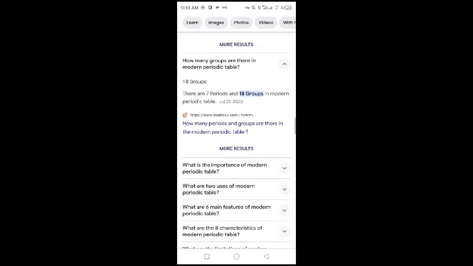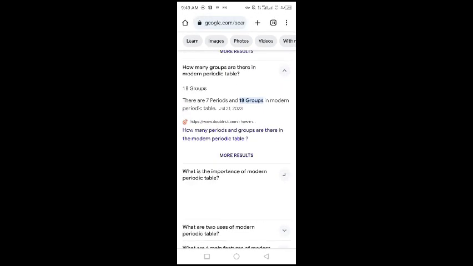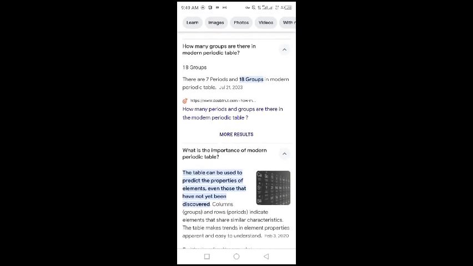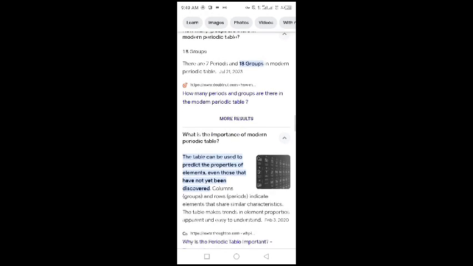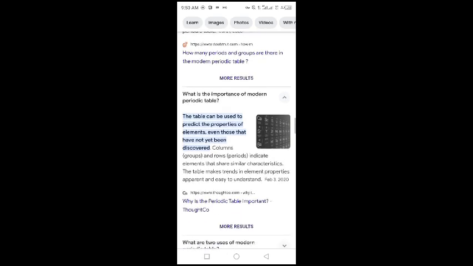What is the importance of modern periodic table? और modern periodic table के यहाँ पे importance बता रहे हैं. The table can be used to predict the properties of elements, even those that have not yet been discovered. Columns and rows indicate elements that share similar characteristics. The table makes trends in element properties apparent and easy to understand.